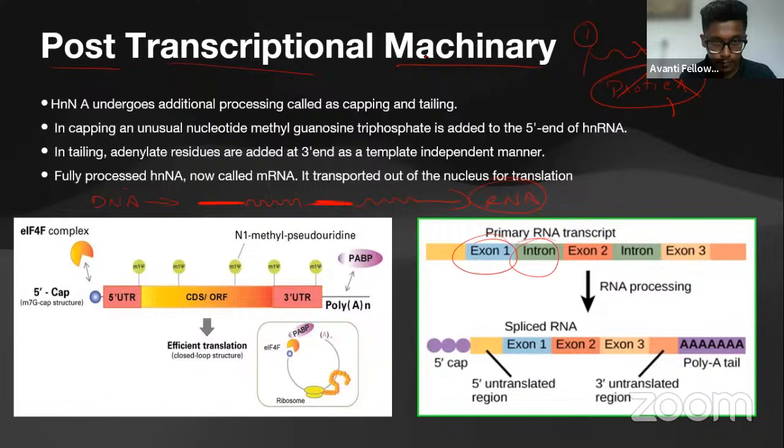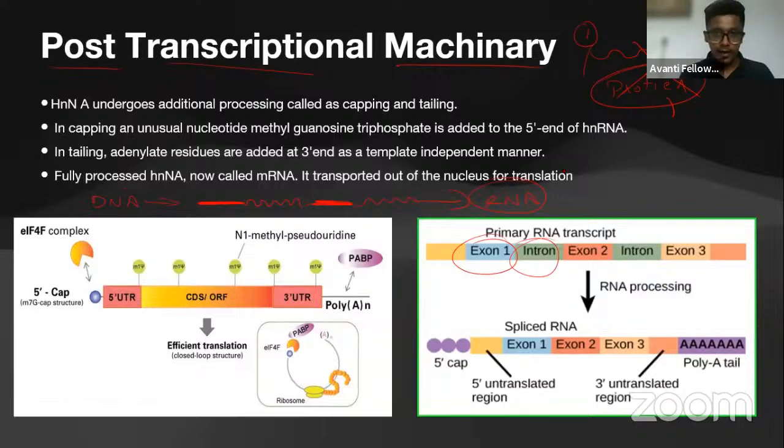Hold on, guys. HnRNA, heteronuclear RNA. Sir, please slow down a little bit. Yeah, guys, because I'm repeating for the third time, that's why I'm rushing. I will slow down from here. Sorry, guys. Because it's repetition, I thought it would be quick. Already 20 minutes gone, so sorry about it. Now I'll go slowly.